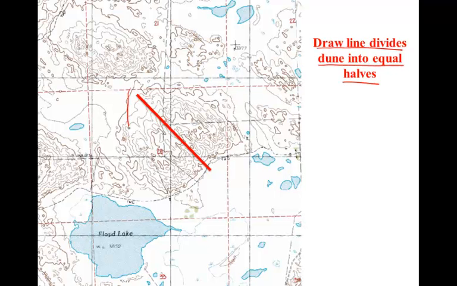Again, our dune, blade or chevron shaped, it's asymmetric. Steeper downwind side, gentler on the upwind side. A line that divides that dune into equal halves would look something like this.